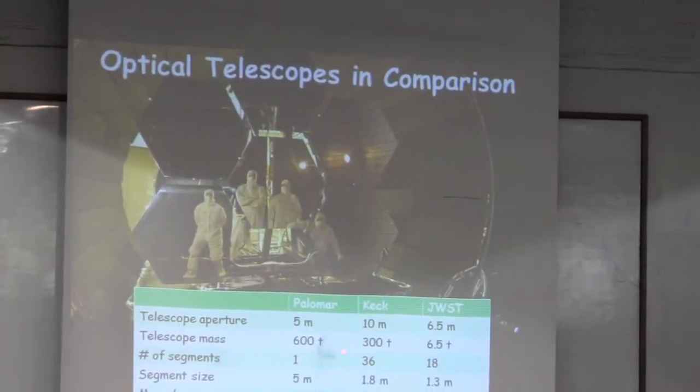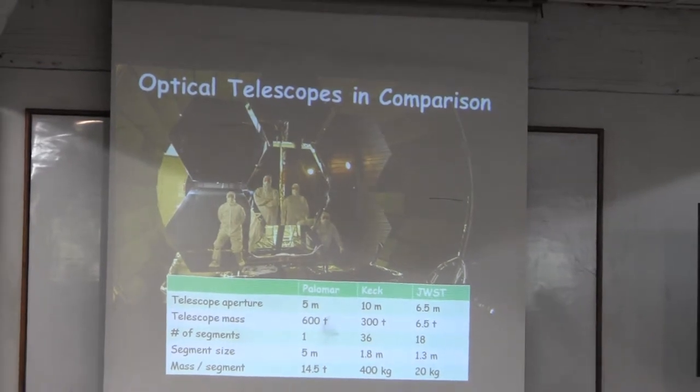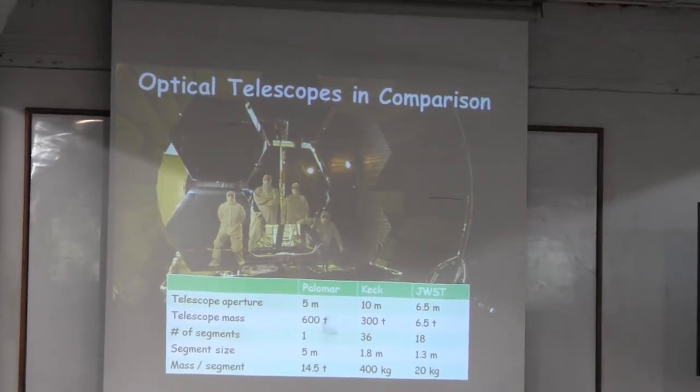Well, this is a monolithic mirror. The Keck mirror actually has 36 of these hexagonal segments. The segment size there is 1.8 meters versus 5 meters. And the mass here is 400, if you multiply 400 by 36.